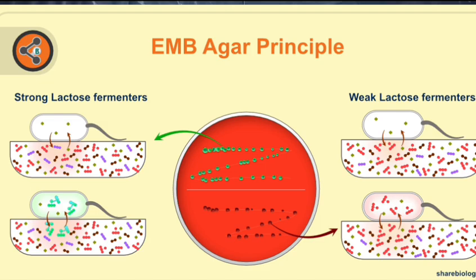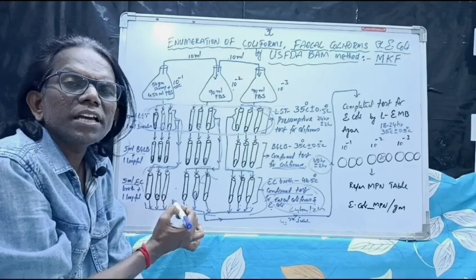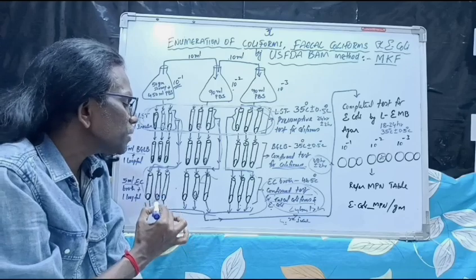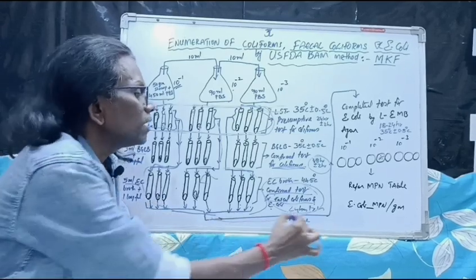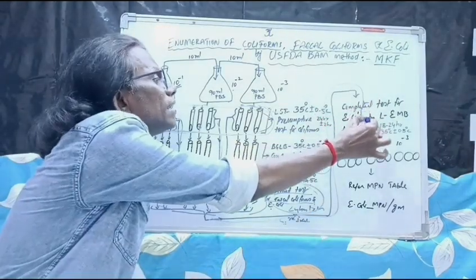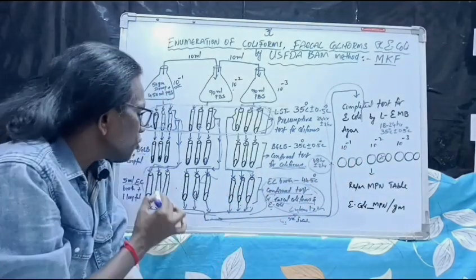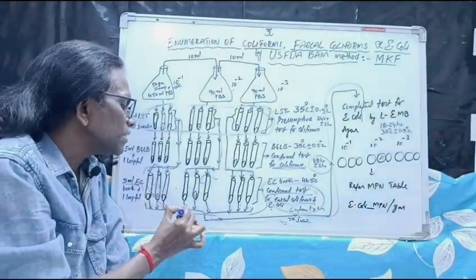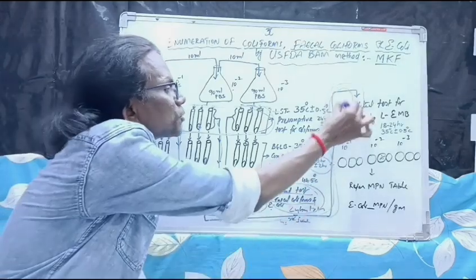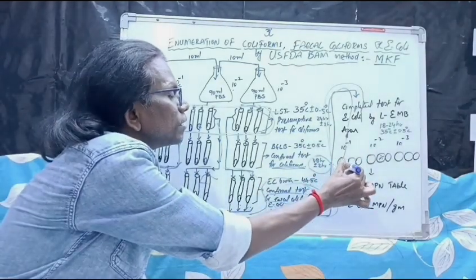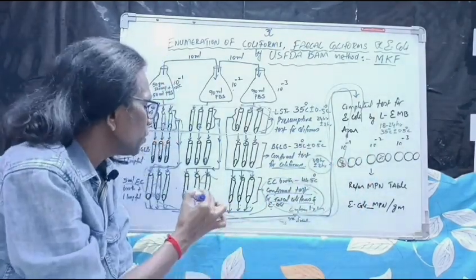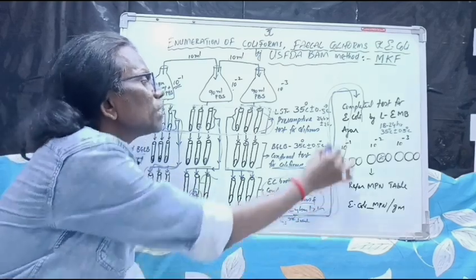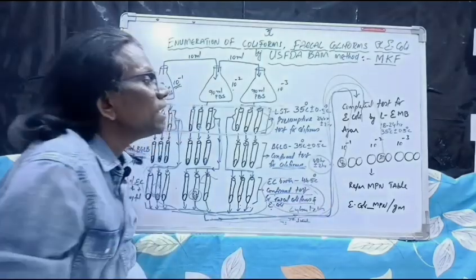Then we will go for the completed test for E. coli by LEMB, Levine's eosin methylene blue agar. Whatever gas positive tubes are observed in EC broth, transfer a loopful of culture to the LEMB plates. If at 10 to the power of 1 one tube gets gas positive, pick a loopful of culture and streak onto the 10 to the power of 1 plate. If at 10 to the power of 2 one tube is positive in EC broth, transfer a loopful of culture to the 10 to the power of 2 LEMB agar.